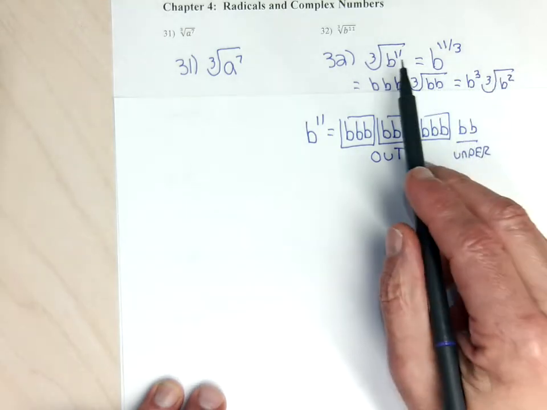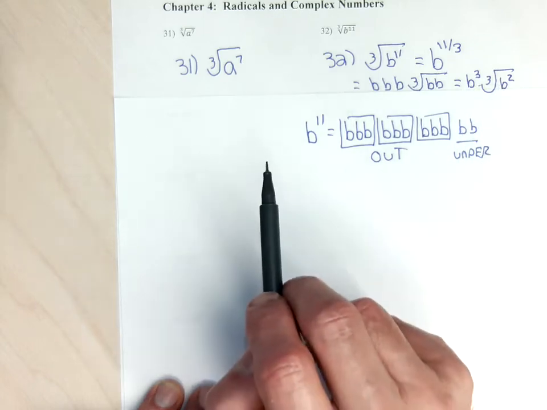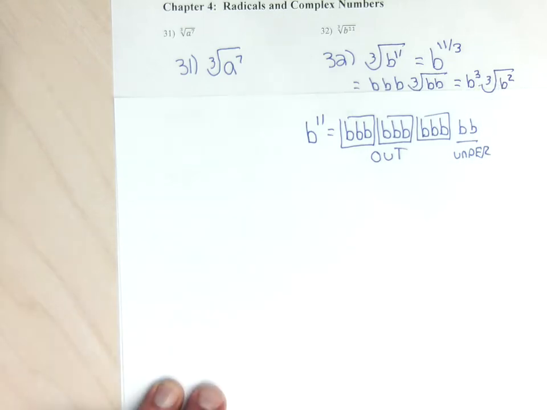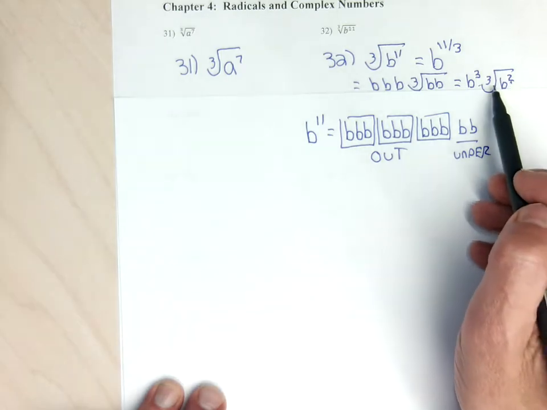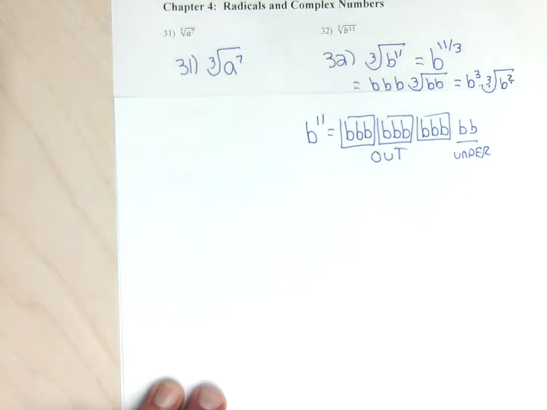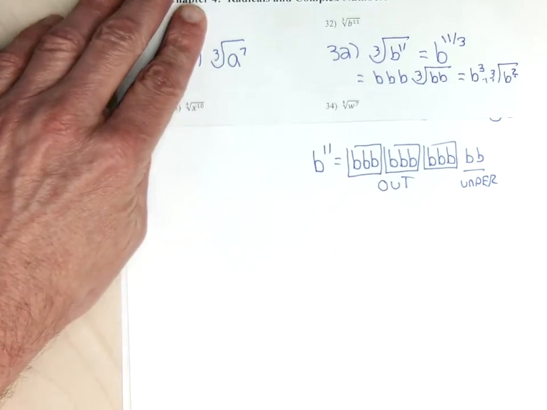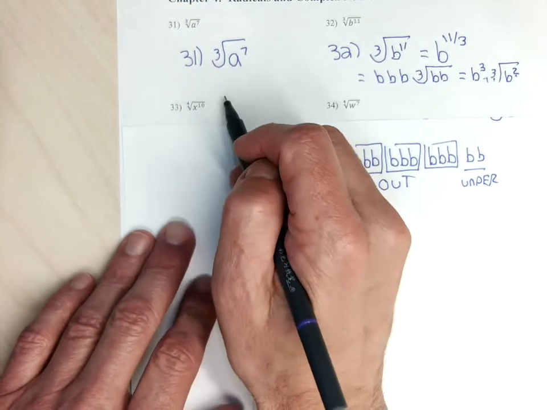So I say the cube root of b to the 11th reduces to b cubed times the cube root of b squared. I can always tell if a radical is reduced because the exponent has to be less than the index. I can't have an exponent equal or bigger than the index for my radical to be reduced. So maybe you can give 31 a go. I'm going to move down to 33, which is your problem.